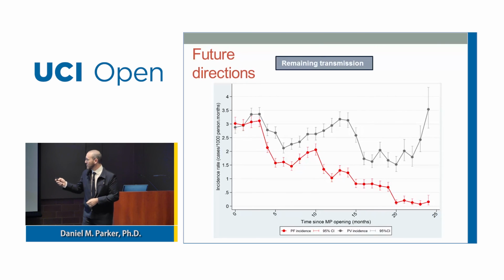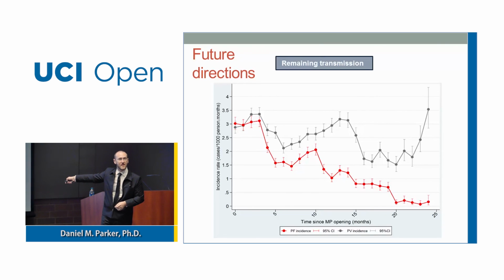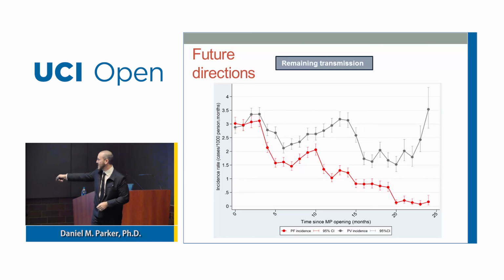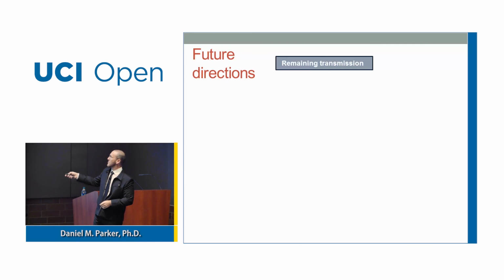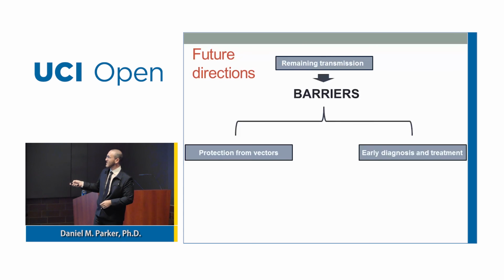So, future directions. What I'm interested in is why this is still wiggling about on the bottom. I'll try to zip through this real fast here. So this remaining transmission, why hasn't it gone completely to 0? And I think this is because of barriers. Barriers from being protected against vectors, why aren't you using the mosquito net, or why are you being bitten even though you're using mosquito nets, and barriers to early diagnosis and treatment.